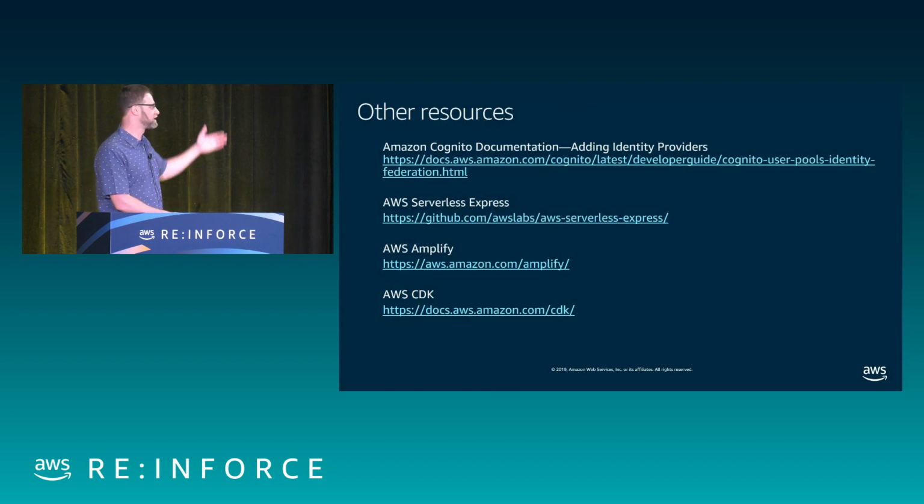There are some other resources that we discussed here: AWS CDK, AWS Amplify, AWS Serverless Express that can take an existing Express app and just throw it in Lambda. I found it very useful. And this is about how you add different identity providers other than Okta.